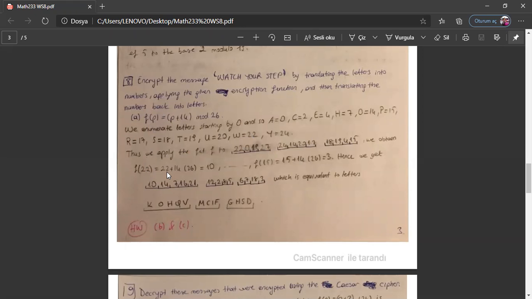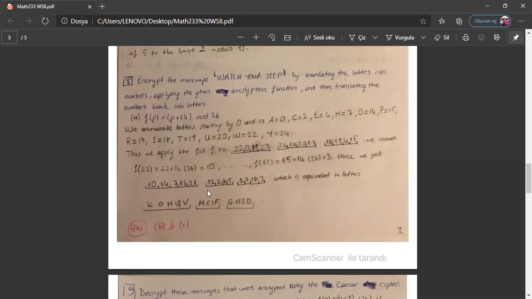For 22 we have 22 plus 14, and modulo 26 we have 10. So instead of 22 we now have 10. For 0 we have 0 plus 14, modulo 26 we have again 14. Now we keep continuing like this till the end, which is 15. For that we again compute modulo 26 and get 3. So at the end, finally, we have 3.